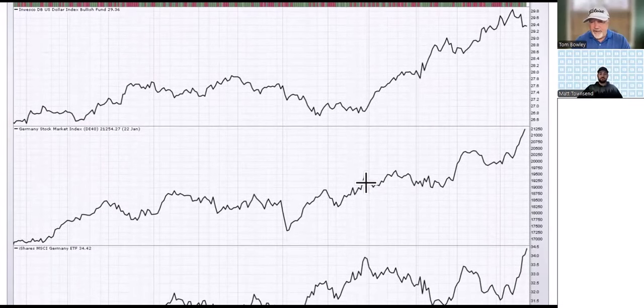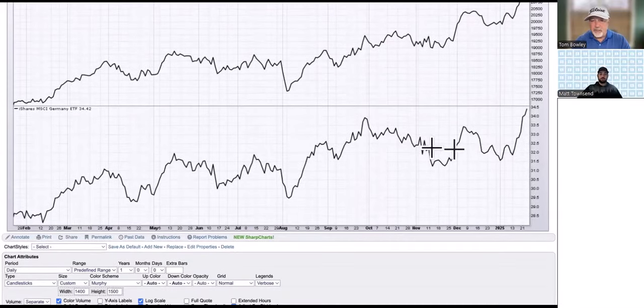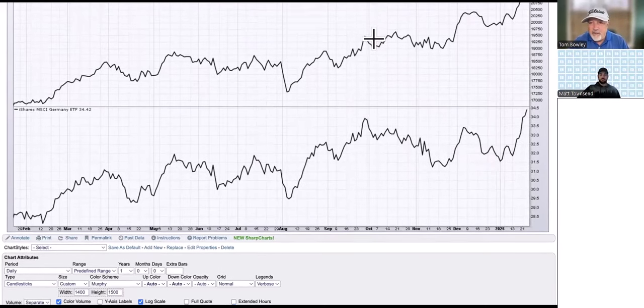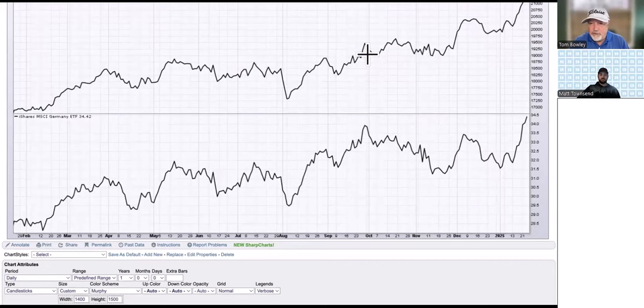The DAX went up, but look what the EWG did. It went down. So if you're thinking, okay, I really like the German DAX, and you get in on October 1st, the DAX is around 19.2 at that point. At the end of the quarter, the DAX is at 20,000. So you've gone up 750 points, and you're saying, okay, that's about 4%.